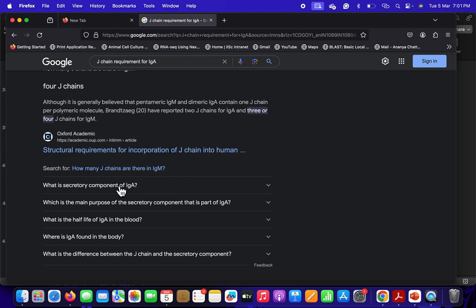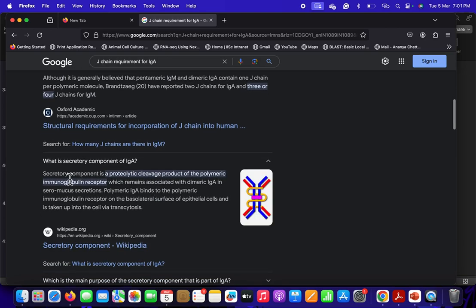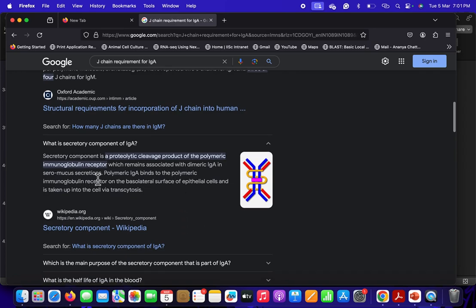What is secretory? If you are asked what is the secretory component for IgA, the secretory component is a proteolytic cleavage product of the polymeric immunoglobulin receptor, which remains associated with dimeric IgA in seromucous secretions. Polymeric IgA binds to the polymeric immunoglobulin receptors on the basolateral surface.